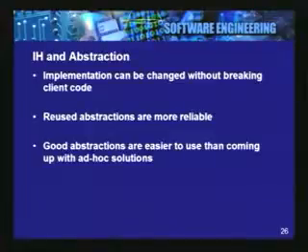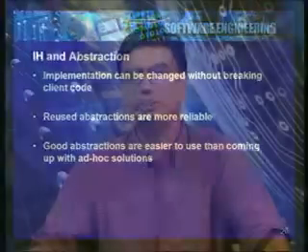So the obvious advantages of information hiding are that reused abstractions become more reliable, as a result of which you want to keep the two things separate, and therefore implementation can be changed without breaking client code. Now the last abstraction that we will consider today is that of inheritance, and here is a motivating example.